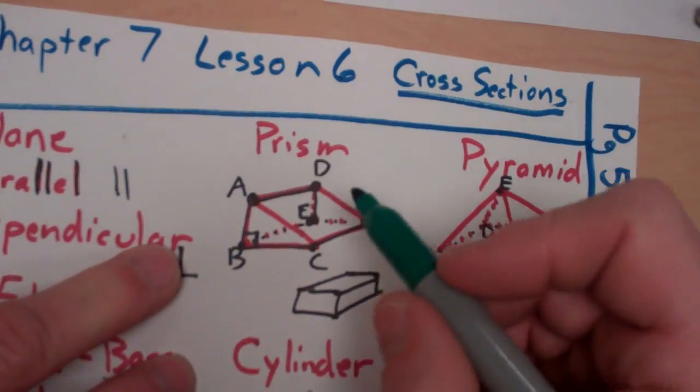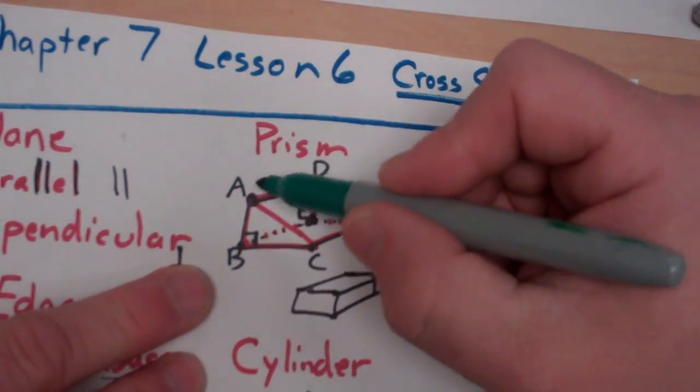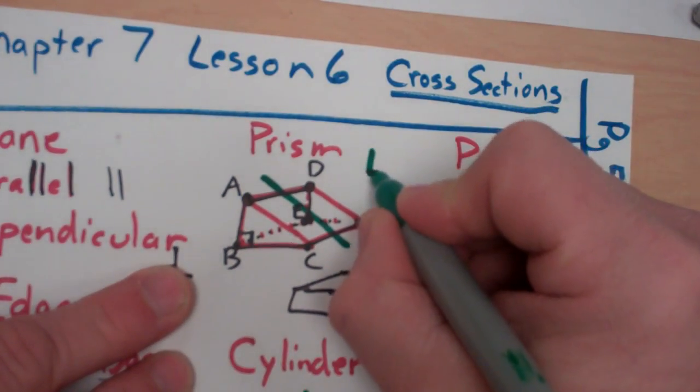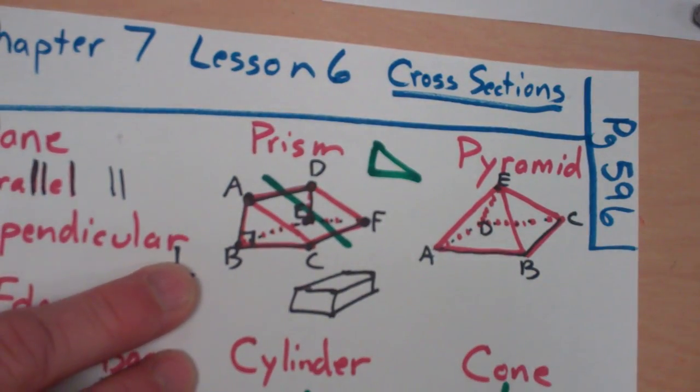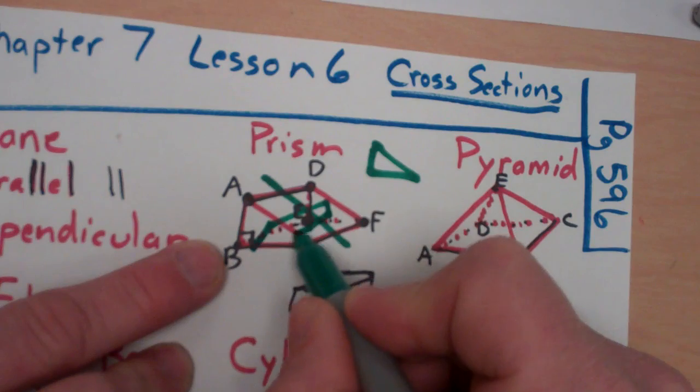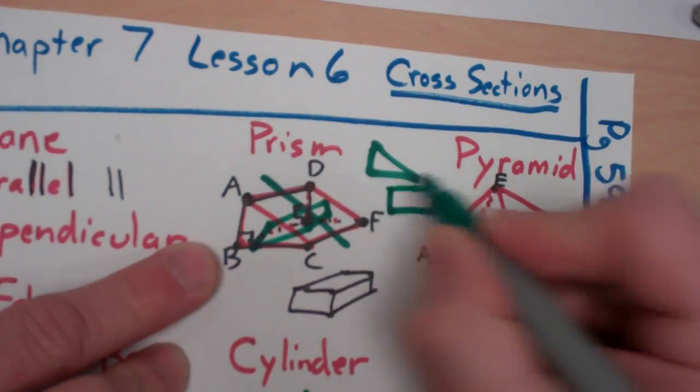Go up to this one, prism. If I said parallel to its base, if you cut it parallel to its base and opened it up, you'd be looking at that triangle. If I said perpendicular to its base, now think about what that is. Perpendicular to its base would be cutting it like this, right? And you'd end up with a rectangle.